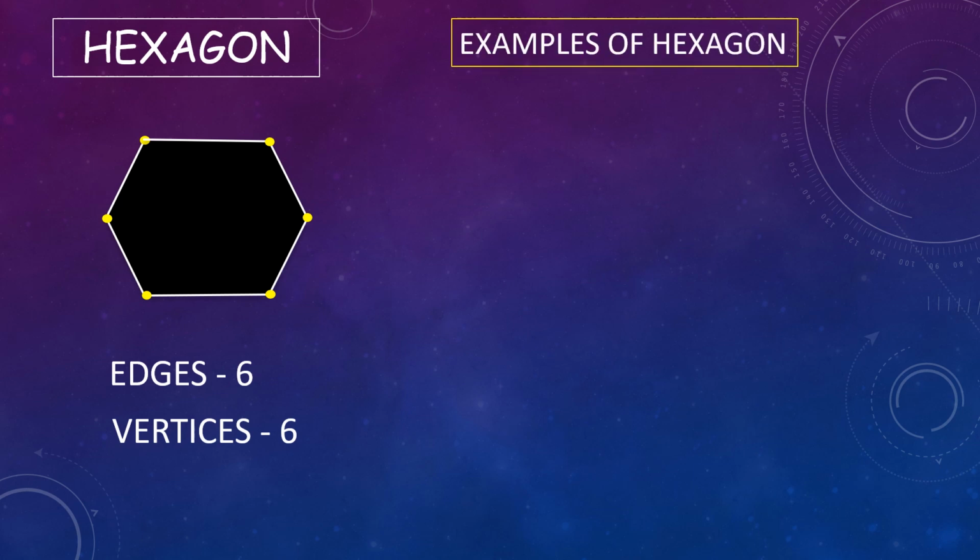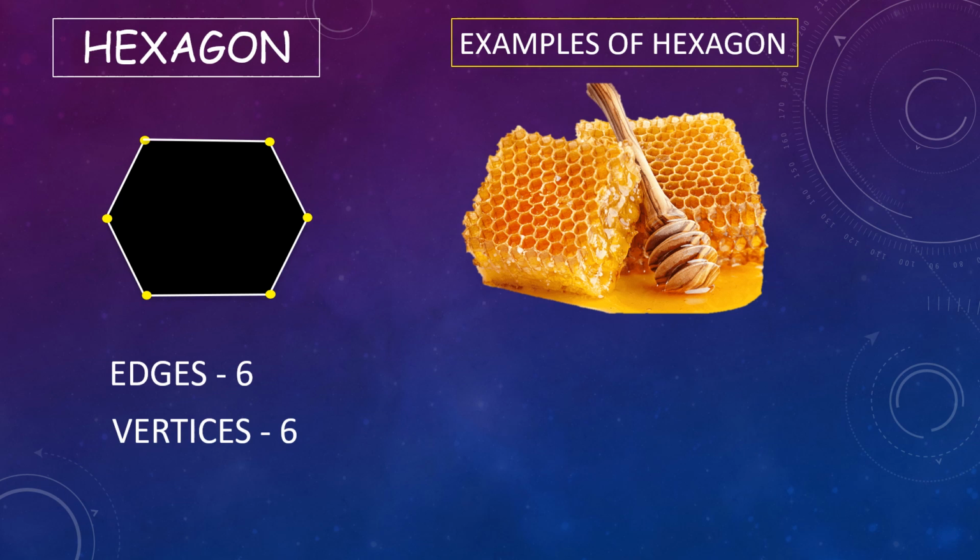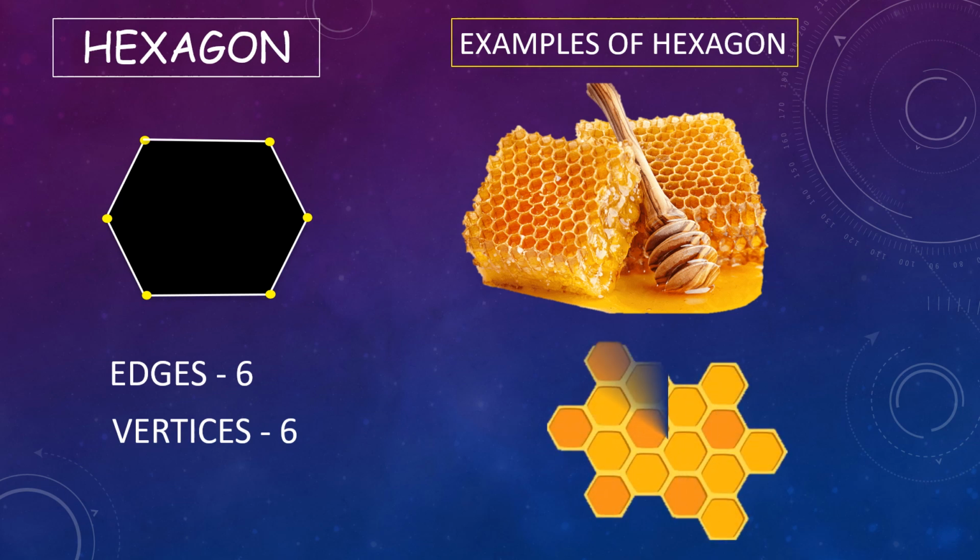Examples of hexagon in real life. Honeycomb. So you can have a close look at the honeycomb. So see, the design is in this form and this is in the shape of a hexagon with 6 sides and 6 vertices.